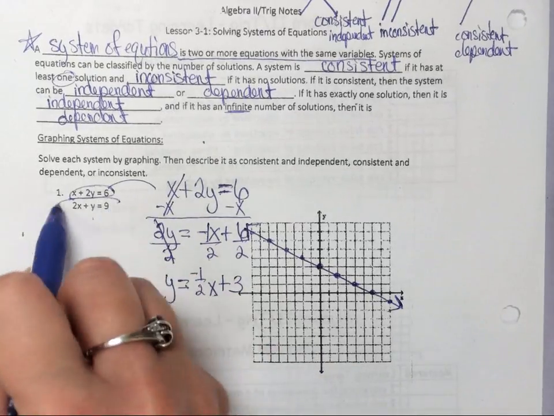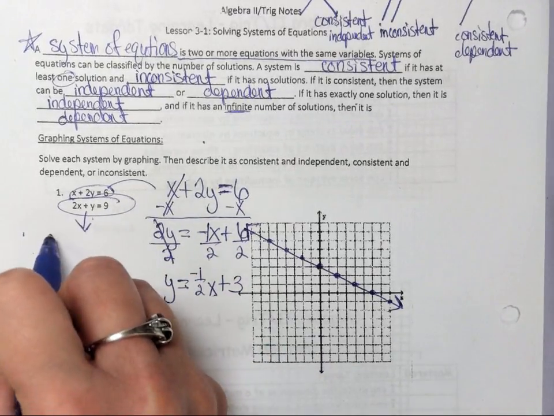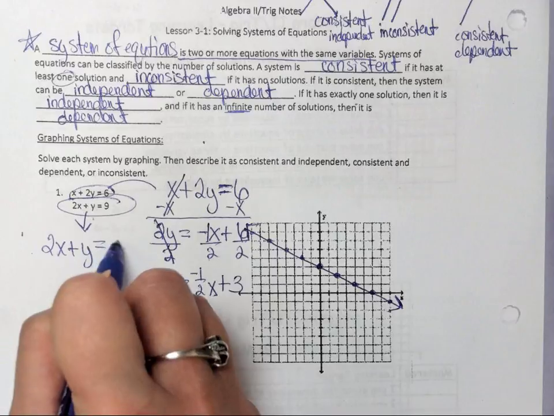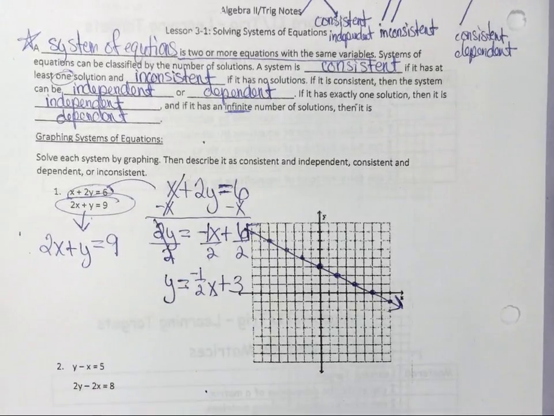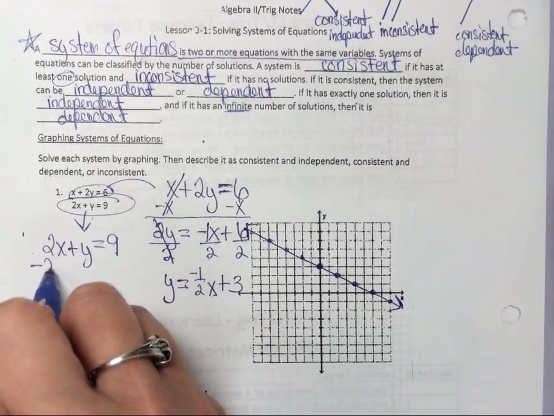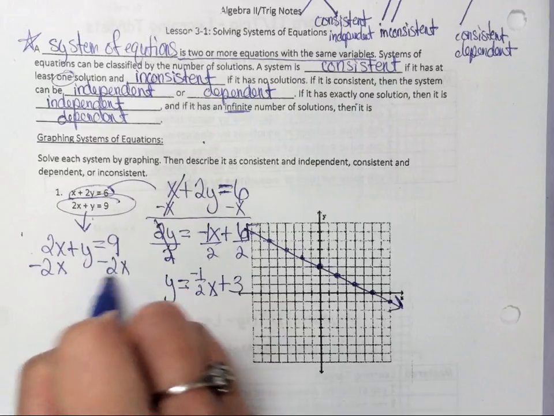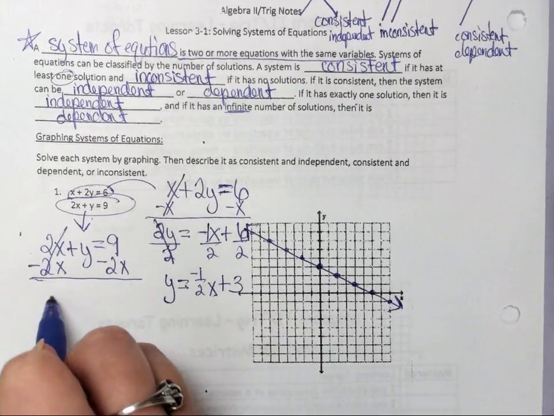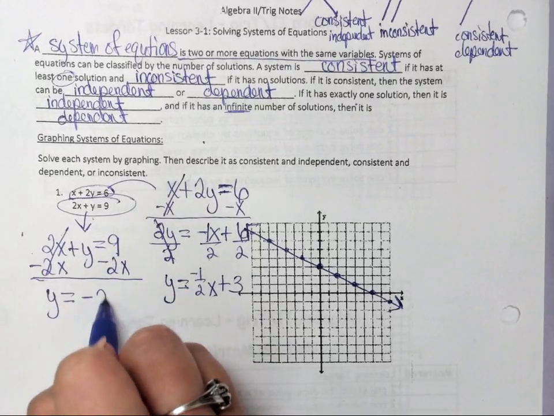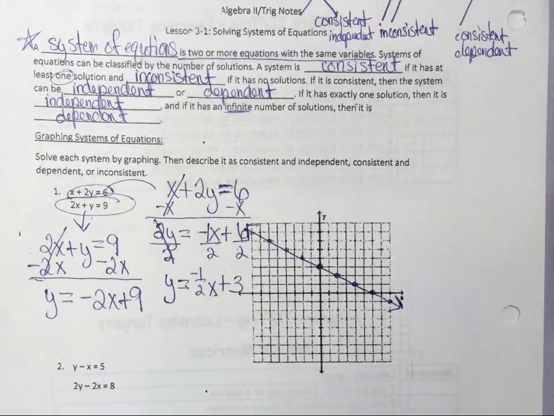Alright, let's take the other one. Here we go. Gotta solve this other one for y. Alright, what would I do first? Subtract 2x. So y equals, x always comes first, so negative 2x plus 9.